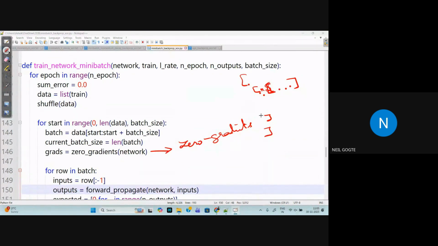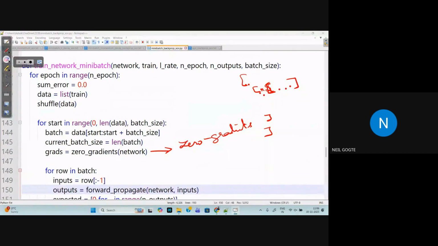The gradient data structure is a list of layers. Each layer has a list of neurons. Each neuron has a list of weights, and therefore a list of gradients, each gradient for one weight. So that's how the data structure is, but we'll come to that. At the beginning of the batch, we zero out all the gradients because we want all the gradients to go to zero, and then we'll see what happens in a batch.